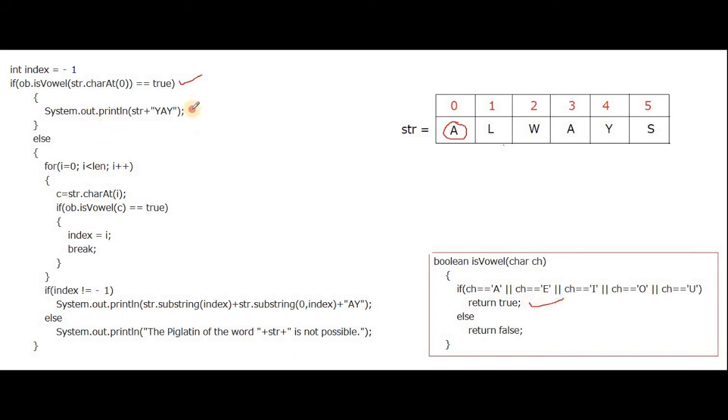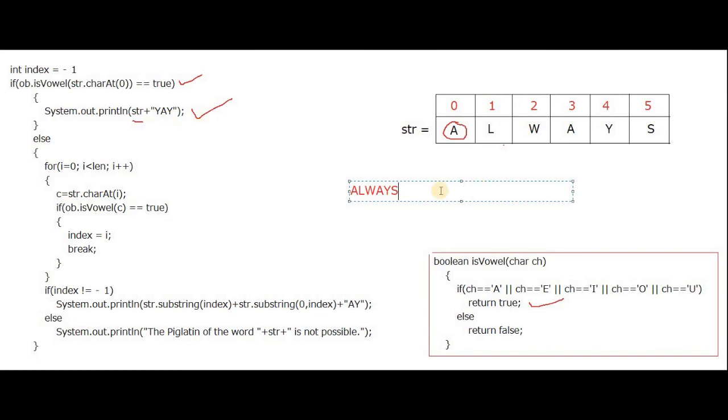So only one statement will execute in that case, that is, only two different strings will be concatenated. First is the value of str, meaning the entire str value, that is "always". So first it will be "always", and after that, as you can see, just "YAY" will be concatenated with this "always". So "alwaysYAY".